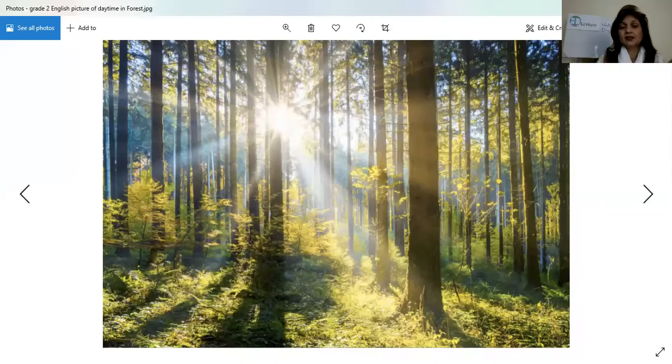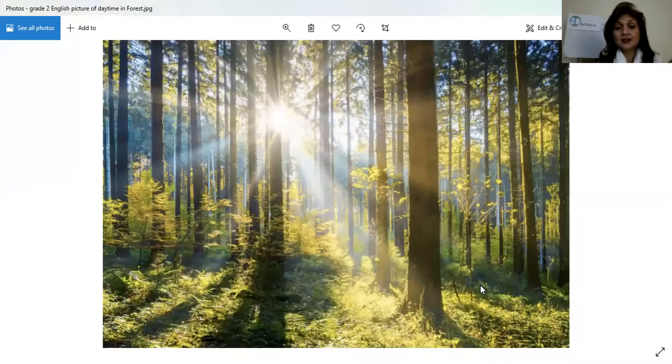There you go. I hope you can see my screen. Yes? Now what is this picture showing you? It's showing you the daytime, right? Now look at this picture carefully. There is lots and lots of light over here. And it's a picture of daytime, right? Okay, now let's move on. Let's see another picture.